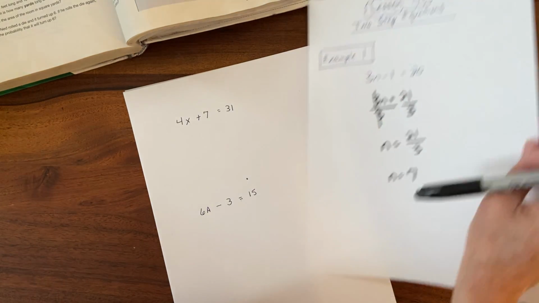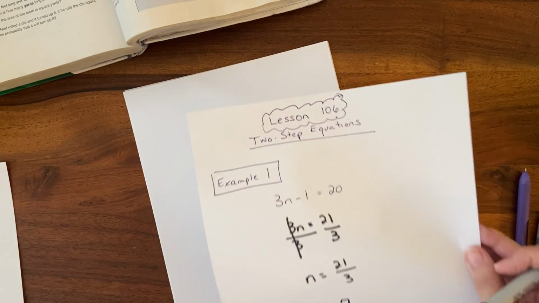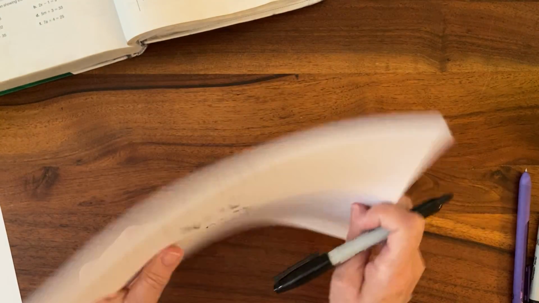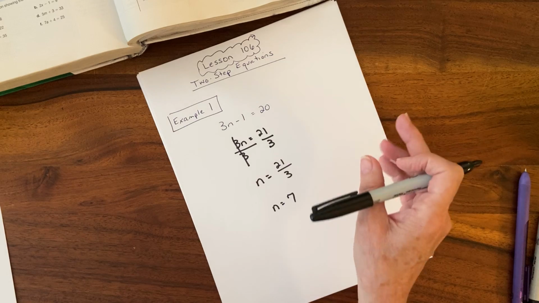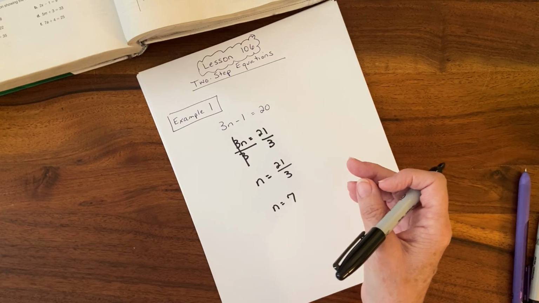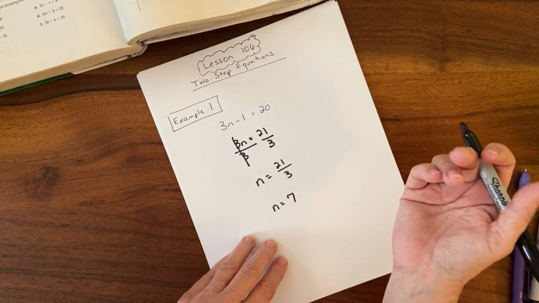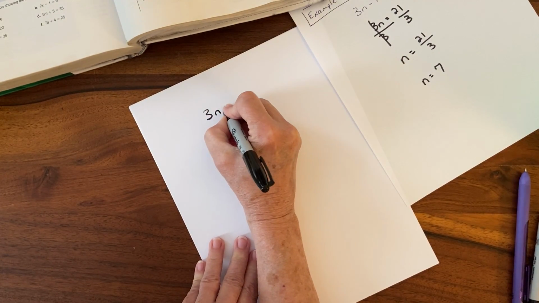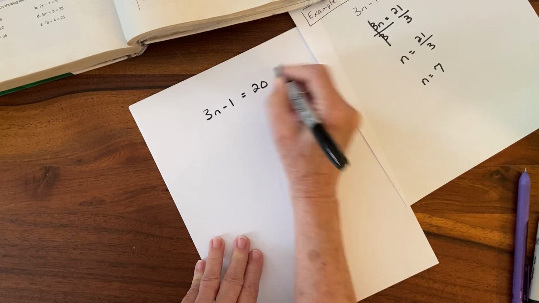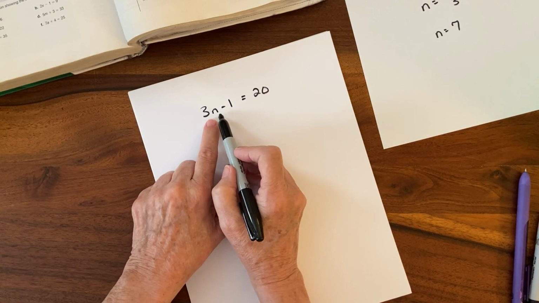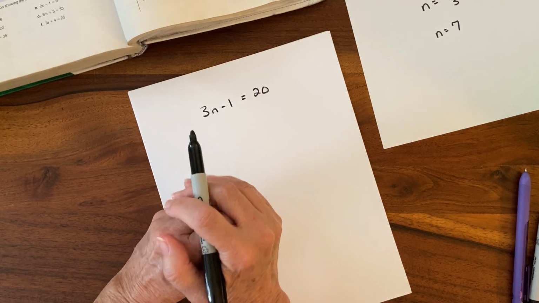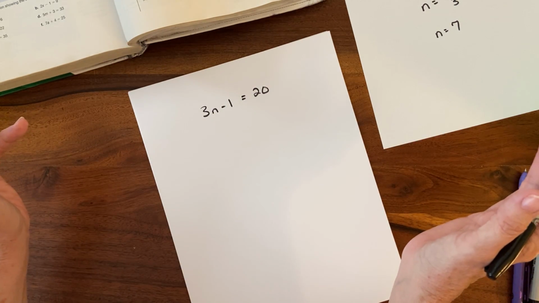I prefer example 2, where they actually write it all out using inverse operations. Inverse just means opposite. So we're going to say again, 3n minus 1 equals 20. Remember, my goal is to isolate the variable, to get n by itself. So I'm going to disconnect everything attached to the n.